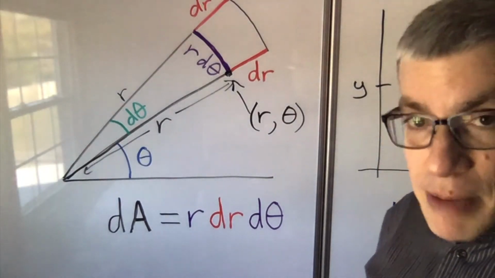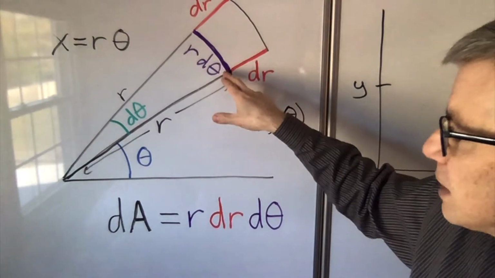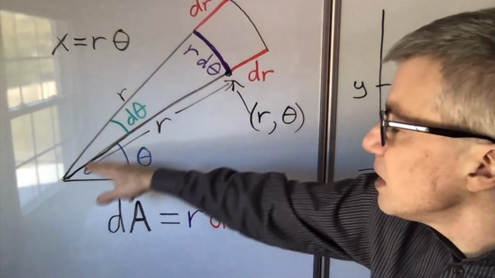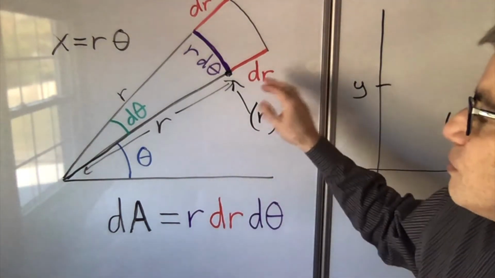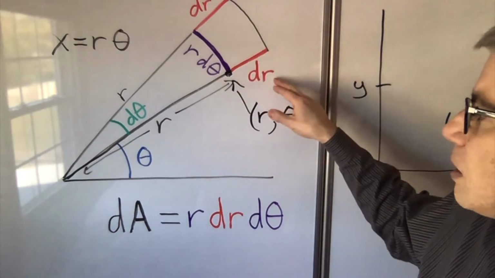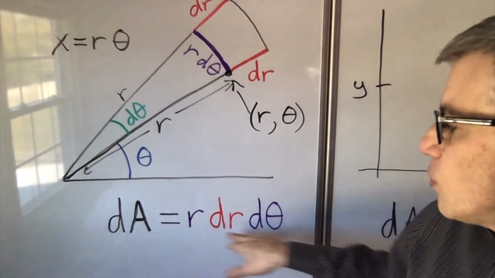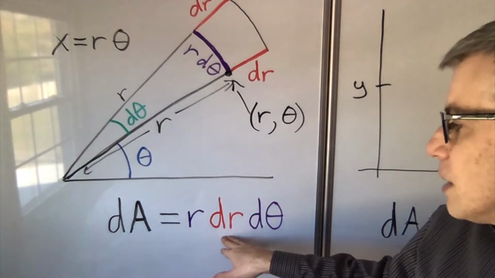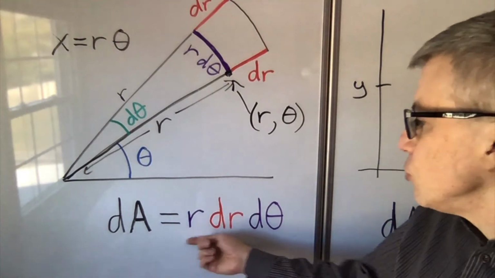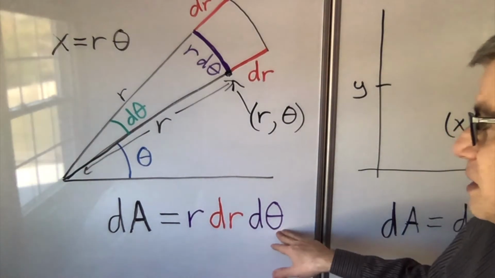Well, we use the geometry fact that x equals rθ to show that this length is actually r dθ, because dθ is the angle and r is how far out we are. So if you put those together, length times width giving you a little bit of area, the length here is dr, and the width here is r dθ. And we usually write it in this order just because we like to put the r with the dr. Of course, it's possible to do the integral in the other order, but this is the usual way of writing it. That's why dA is r dr dθ.